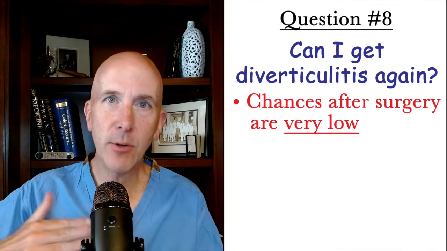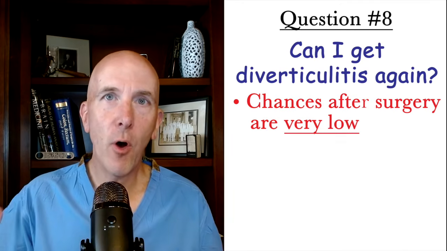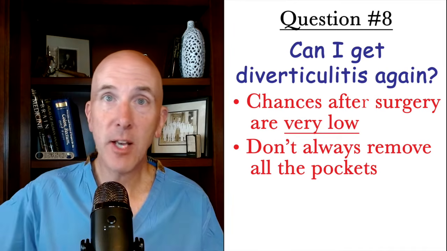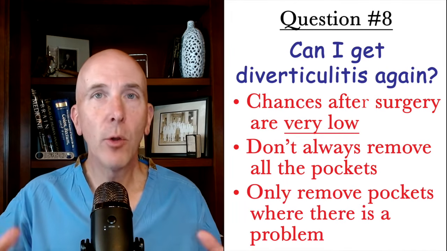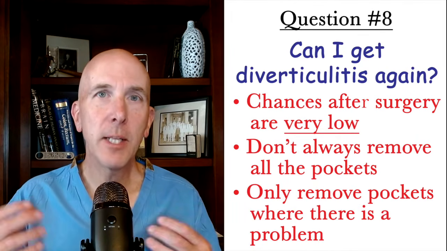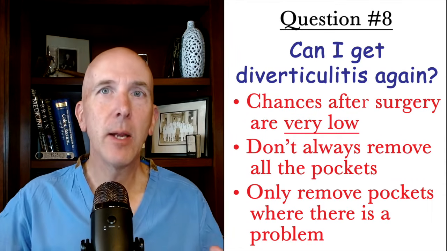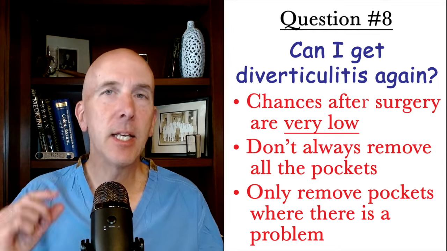Remember, we have to get down to the top part of the rectum, so we remove all those pockets down to that point, but we don't always remove all the pockets. Sometimes patients have pockets all throughout their colon. We only remove it in the sigmoid colon, but it's important to get down to the bottom of the sigmoid colon, top of the rectum. And that way, the chance of you getting diverticulitis again is very small.